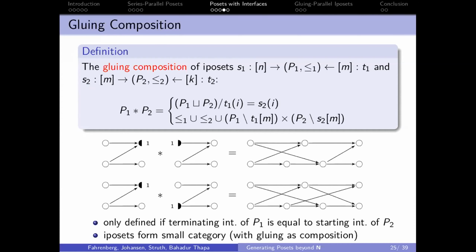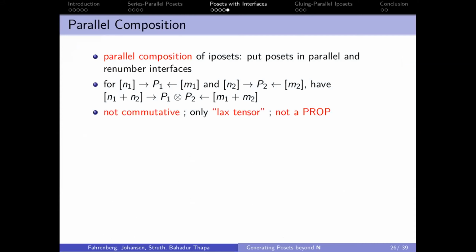Now, besides gluing, we also need to talk about the other composition, parallel composition. This is easier to see than gluing, but there are some differences. Parallel composition of iposets is just like for posets: put the posets in parallel, on top of each other, but you also have to renumber the interfaces. So if P1 is of type N1, M1, and P2 is of type N2, M2, then the result of the parallel composition has N1 plus N2 starting interfaces and M1 plus M2 terminating interfaces.